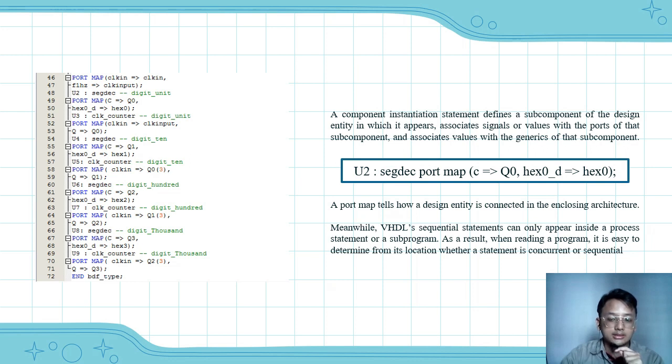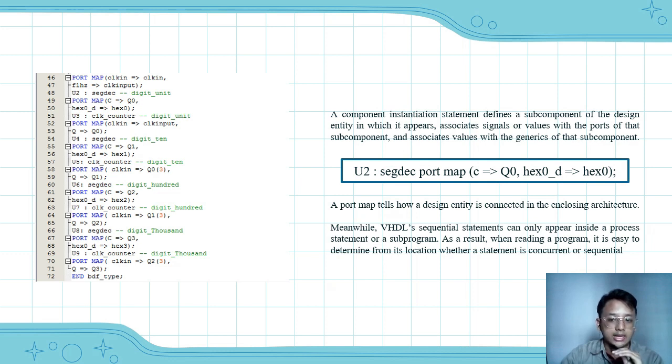Since the component instantiation statement is a concurrent statement, an event on any signal associated with the design entity's input in its port map causes the design entity to execute. Meanwhile, for the next process statement, VHDL's sequential statements can only appear inside a process statement or a subprogram. As a result, when reading a program, it is easy to determine from its location whether a statement is concurrent or sequential. A process statement is actually a concurrent statement that contains a sequence of sequential statements.